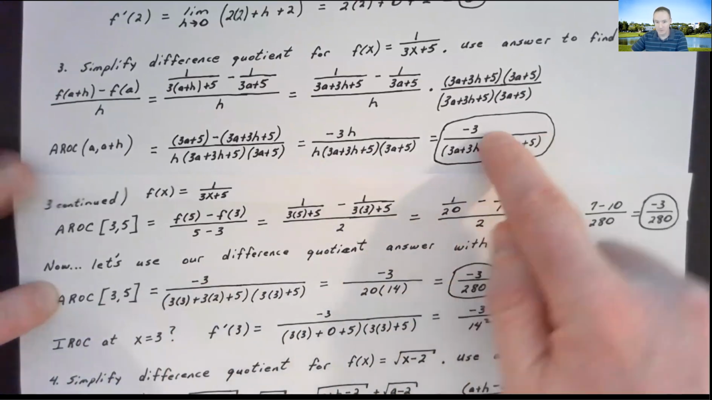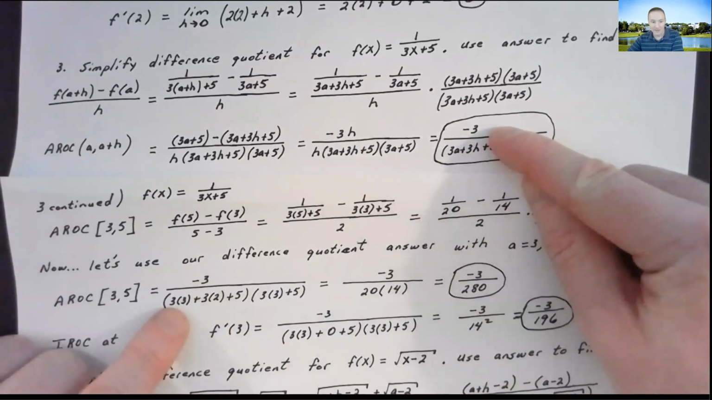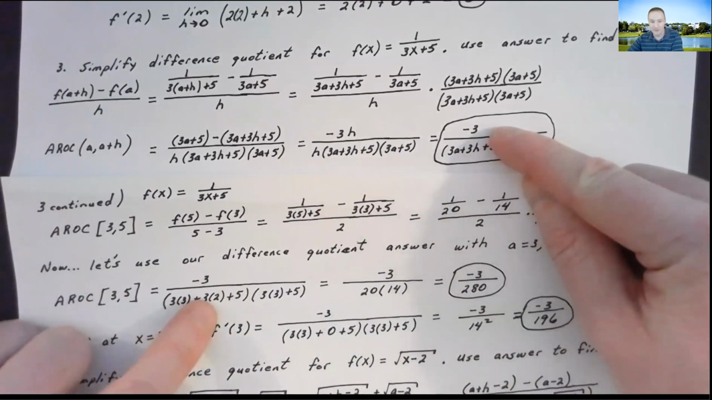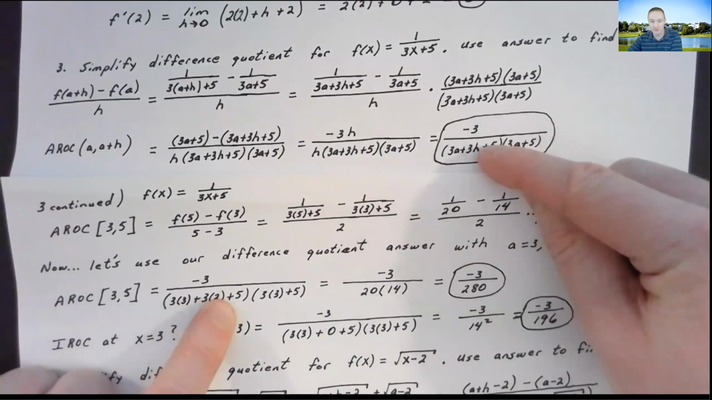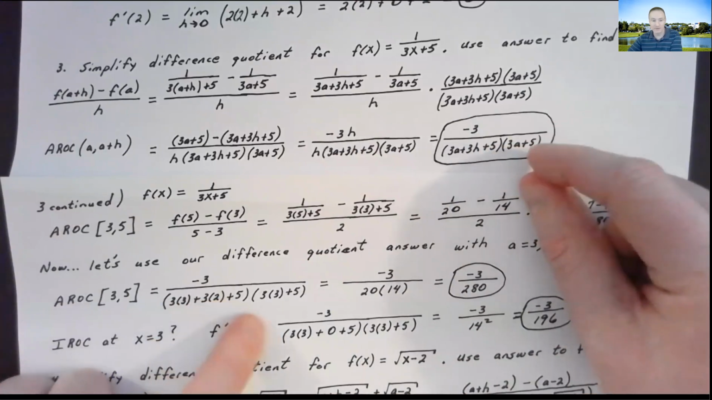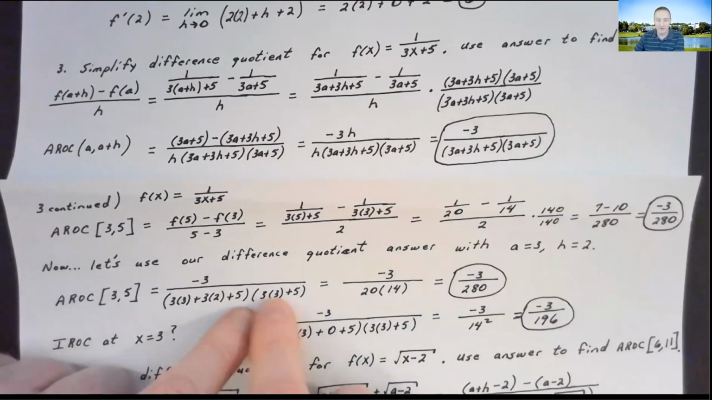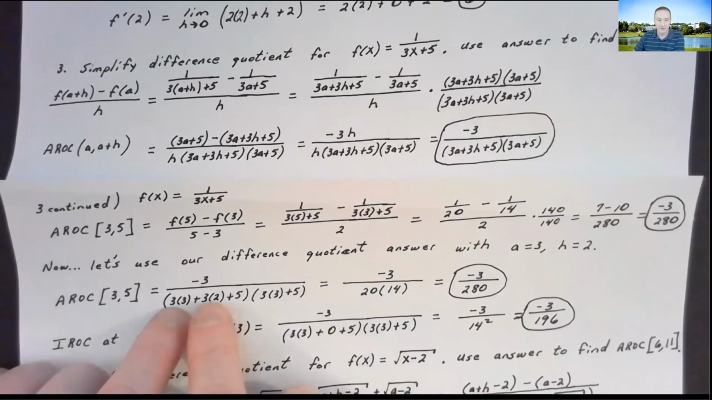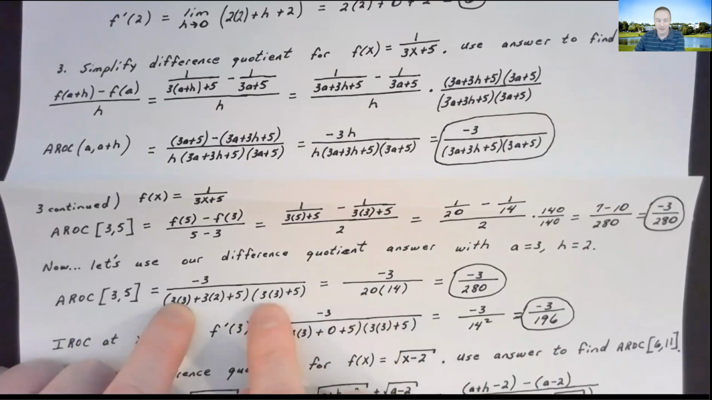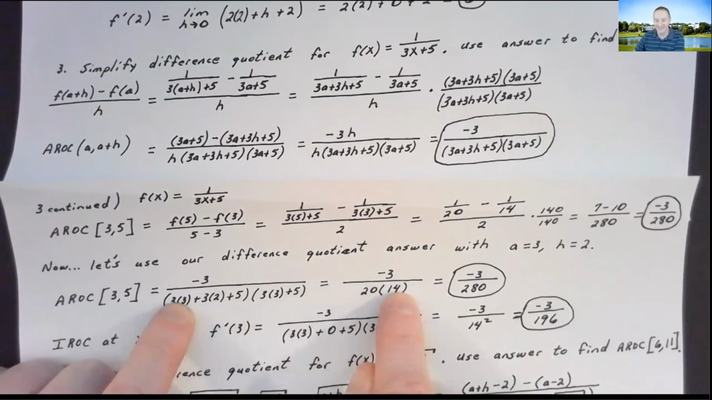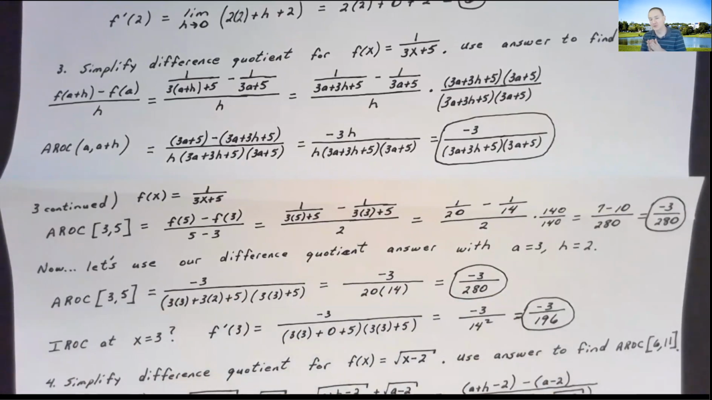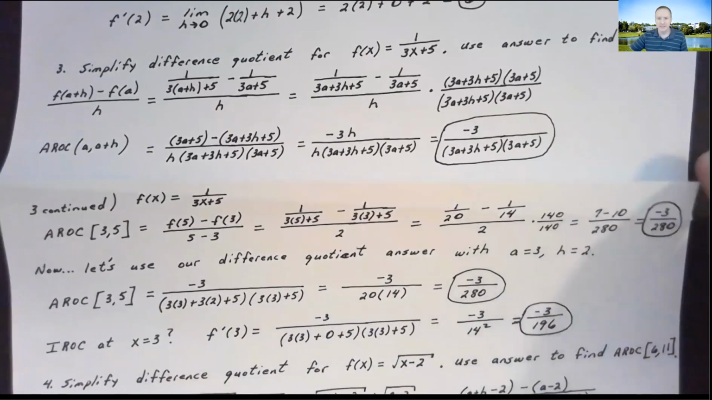So I took this expression here, and everywhere I saw an A, I replaced it with a 3. Everywhere I see an H, I replace it with a 2. So I have negative 3 over 3 times 3 plus 3 times 2 plus 5, and then 3A plus 5 becomes 3 times 3 plus 5. In your first group, you're going to have 9 plus 6 plus 5. That's going to give you 20. Second group is going to be 9 plus 5, or 14. And you see, hey, this is negative 3 over 20 times 14, which is going to give you negative 3 over 280.